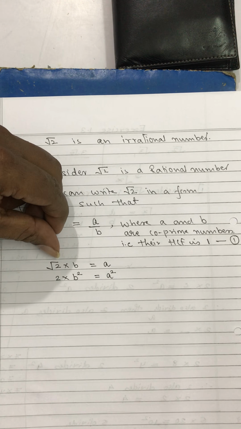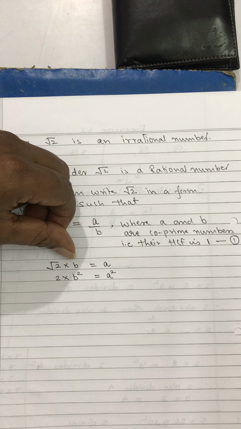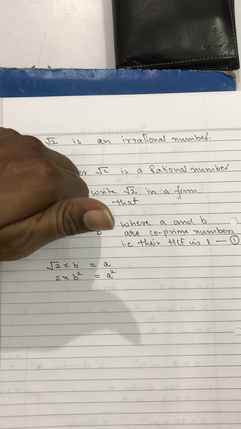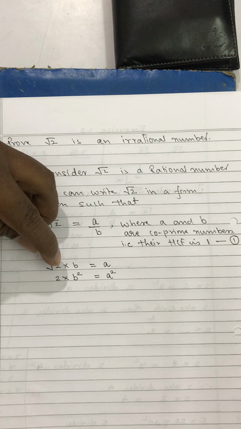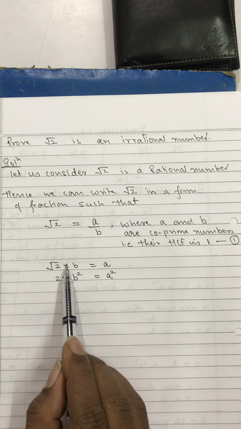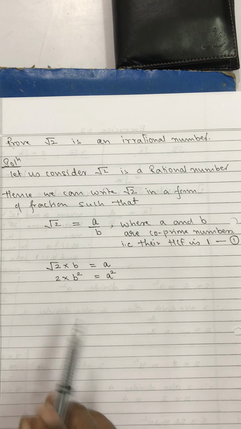I have taken the square of everything. Root 2 square is 2, b square is b square, a square is a square. This I could do only because there was a multiplication sign in between the two. Had there been a plus sign, then things would have been different.